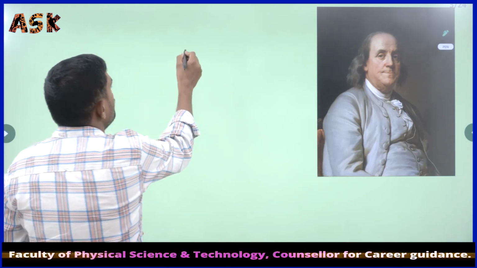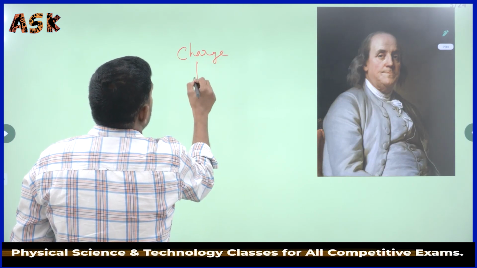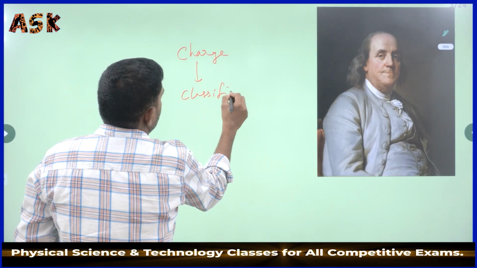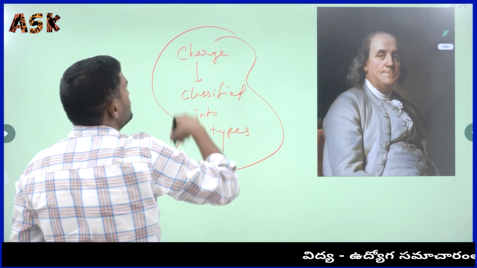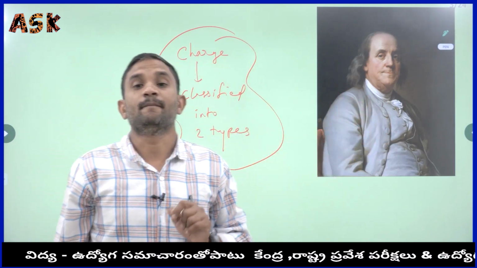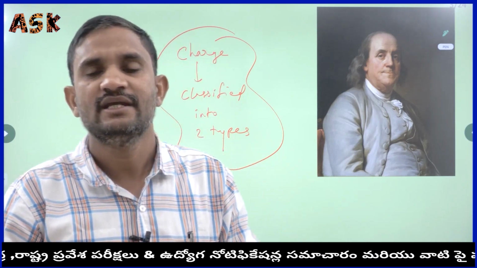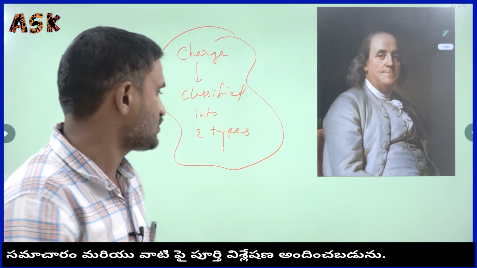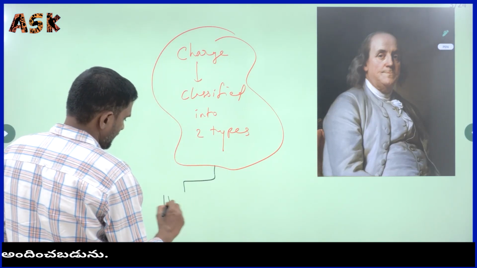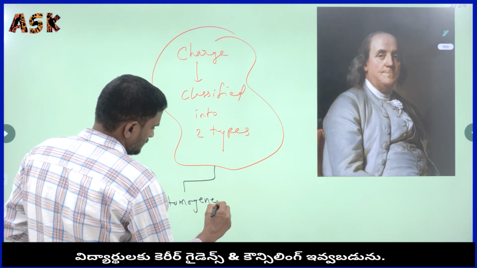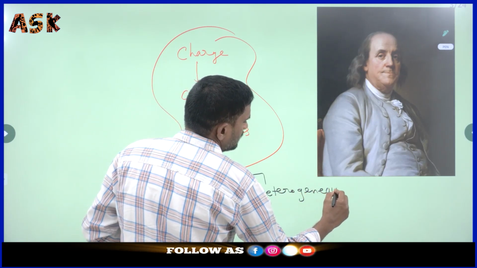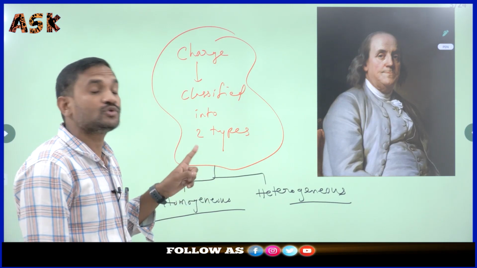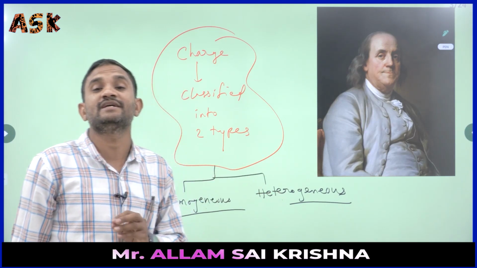Now, the charge is classified into two types. Who classified the charge into two types? Benjamin Franklin, one of the scientists. He classified the charge into two types. What are those? Homogeneous and heterogeneous. The charges are classified into two types: homogeneous charges and heterogeneous charges.